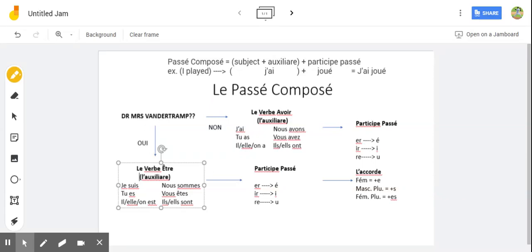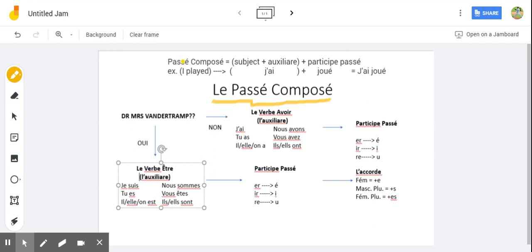All right, grade eights. Today we are going to learn about a new verb tense. We've already learned about le futur proche, how to talk and write about things in the future. Now we're going to learn how to talk and write about things in the past. Okay, so this verb is going to be called le passé composé.